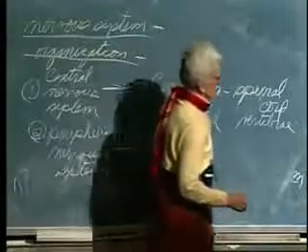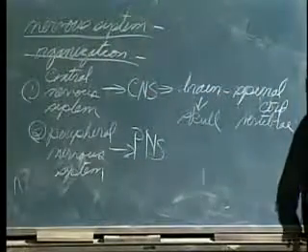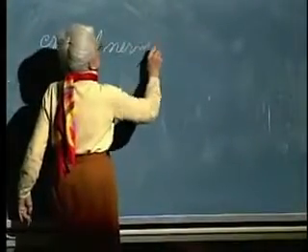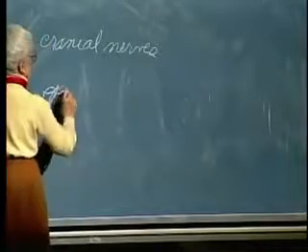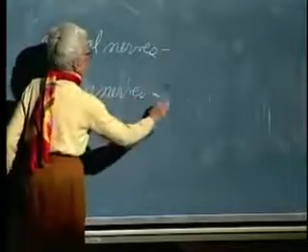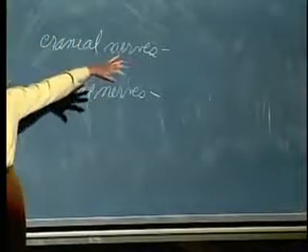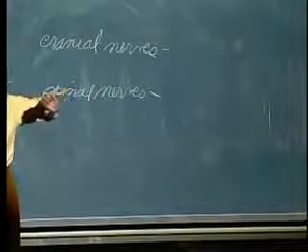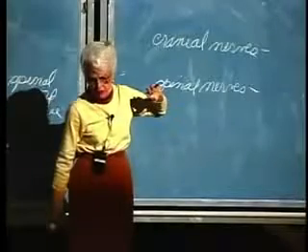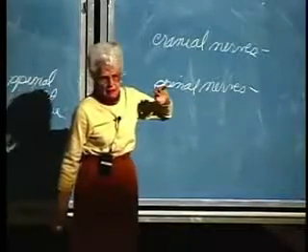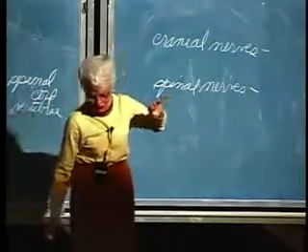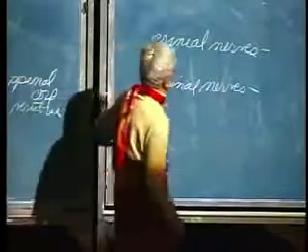What does the PNS consist of? It consists of cranial and spinal nerves. Cranial nerves, spinal nerves. How many cranial nerves do you have? You only have 12? Only 12? 12 pairs of cranial nerves, right? You have to be specific.